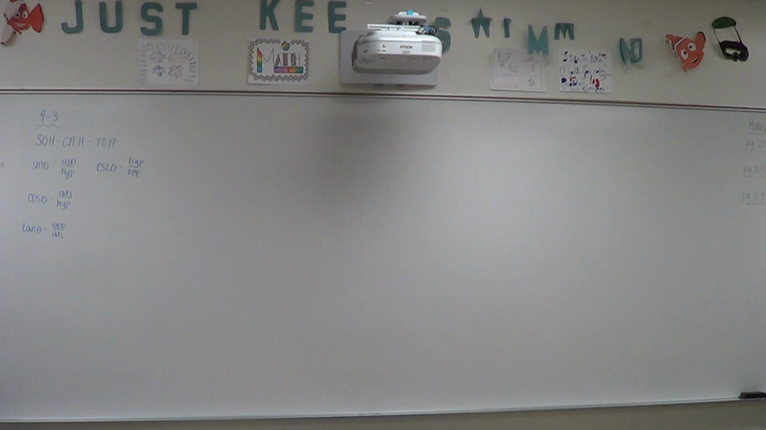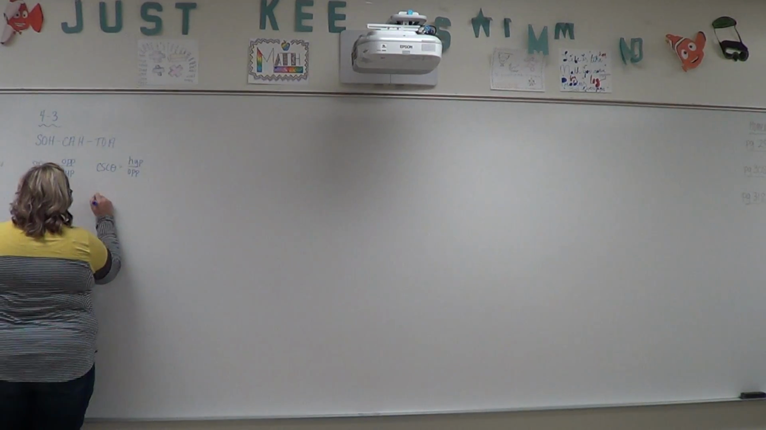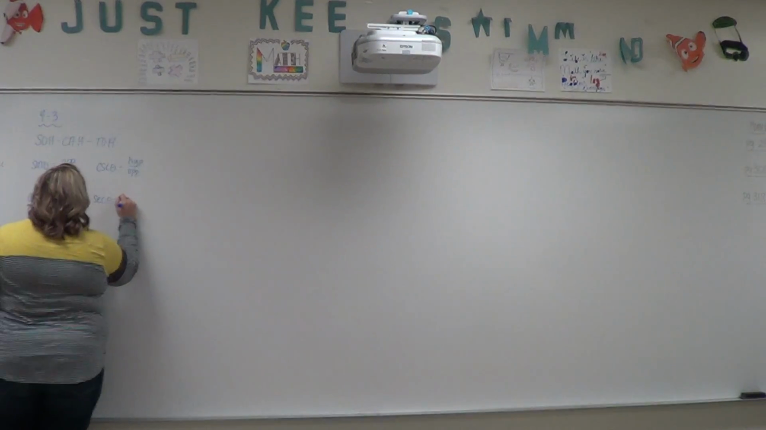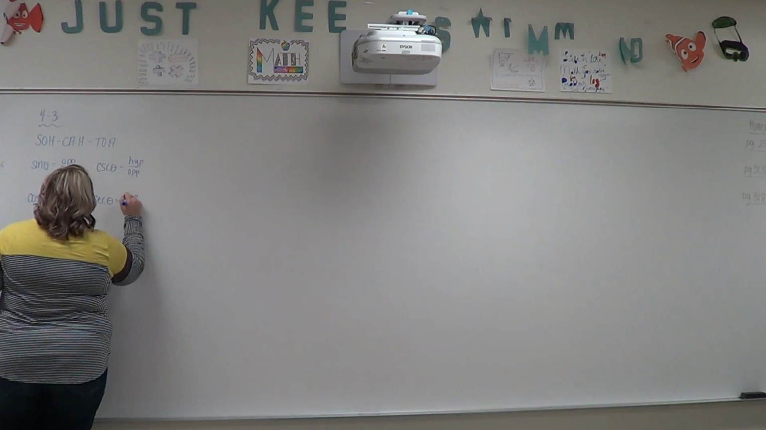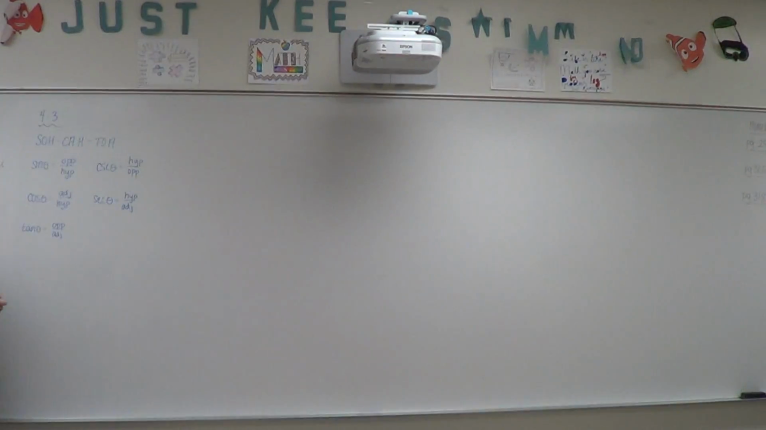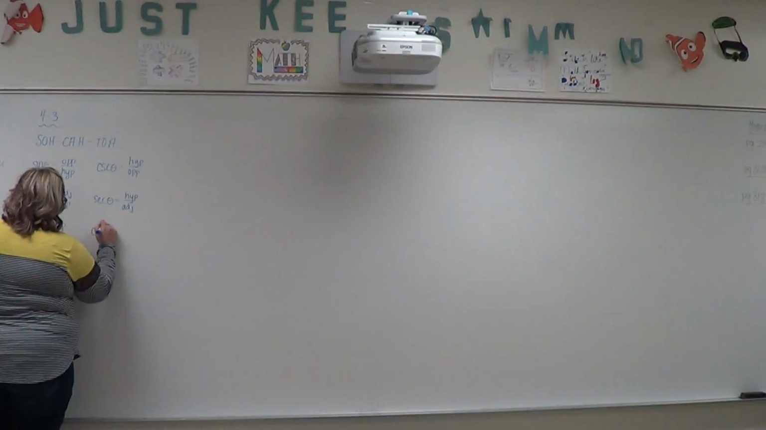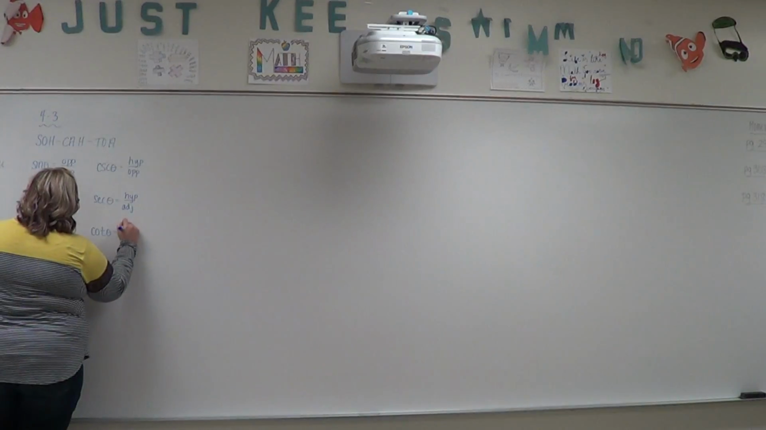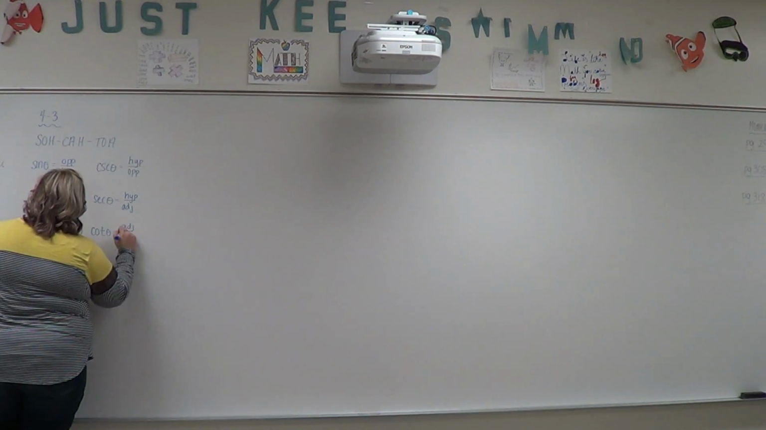Okay, what's the reciprocal of cosine? Secant, good. Secant, so that's the hypotenuse over adjacent. And what about the reciprocal function of tangent? Cotangent. And cotangent is adjacent over opposite.